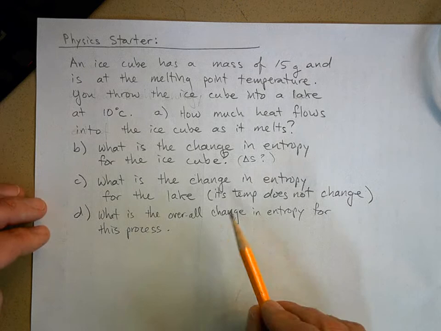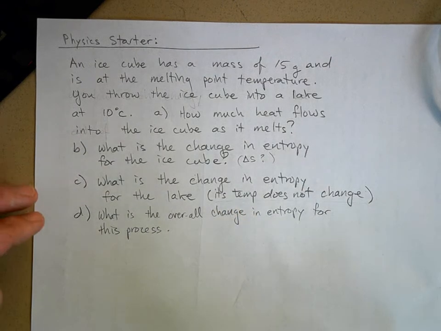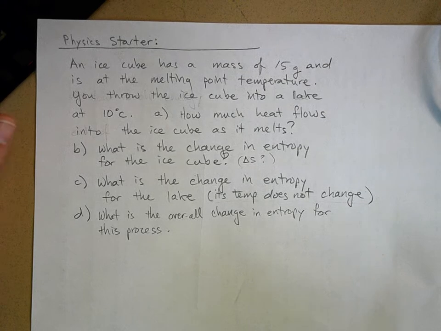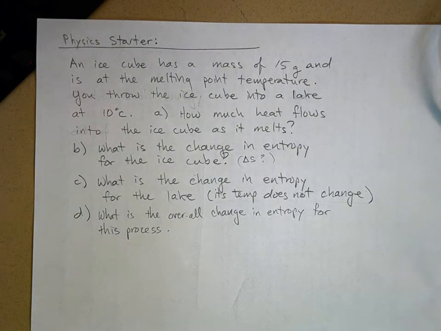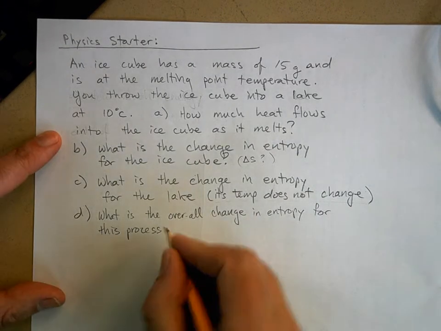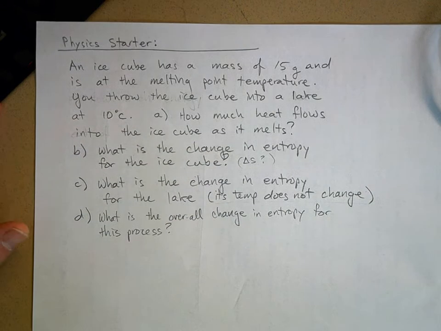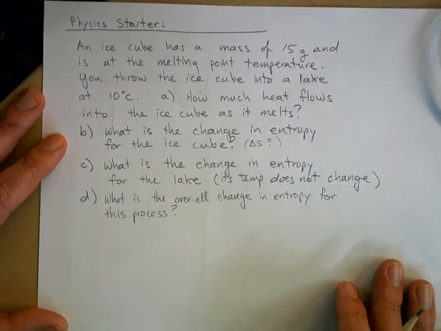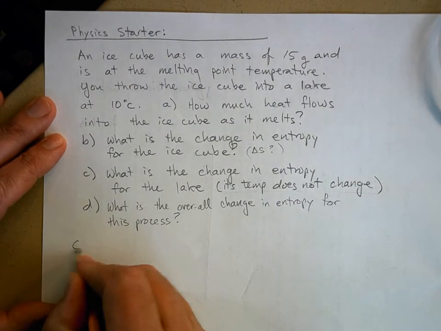And with this caveat, its temperature does not change. That is, the ice cube did not absorb enough heat from a huge body of water to change its temperature by any measurable amount. So what is the overall change in entropy for this process? Okay, so let's solve it. Okay, so given.